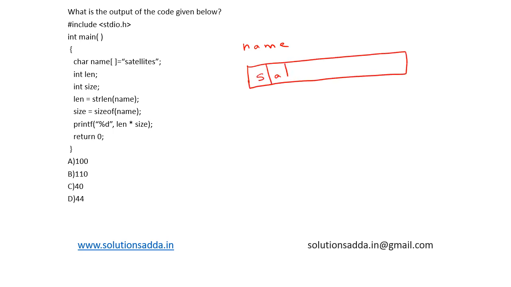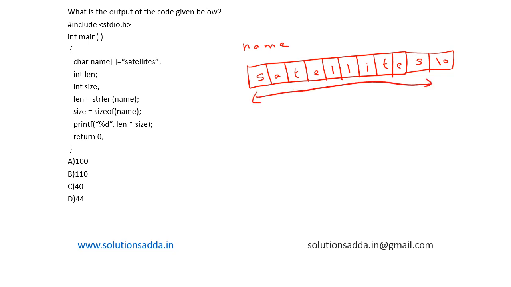S A T E L L I T E S, and ultimately there will be a null character. So strlen essentially calculates the length of the string. To calculate the length of the string, we'll be calculating till this point only.